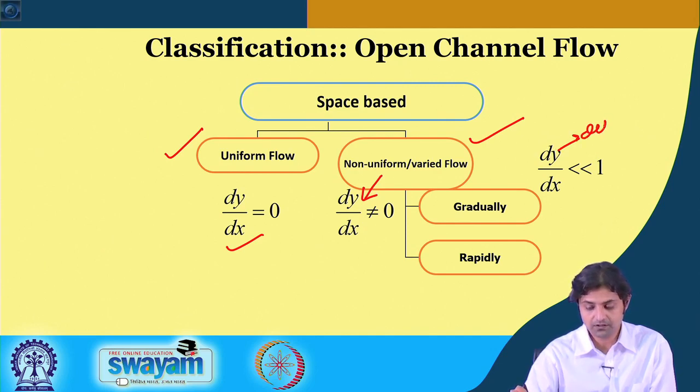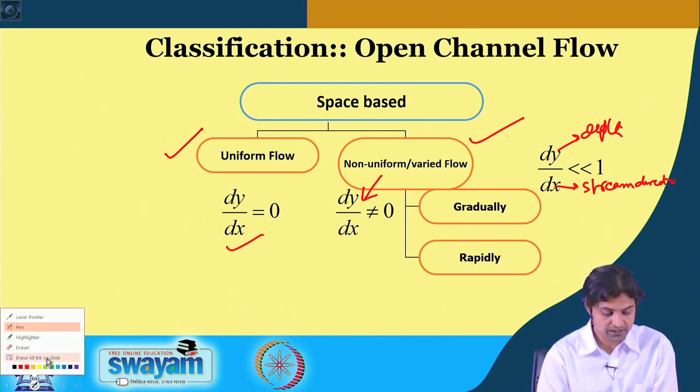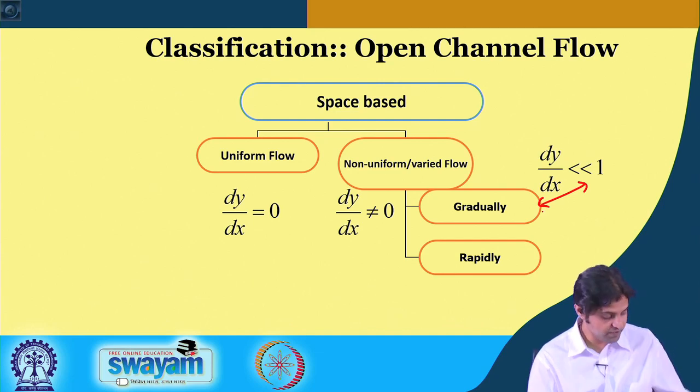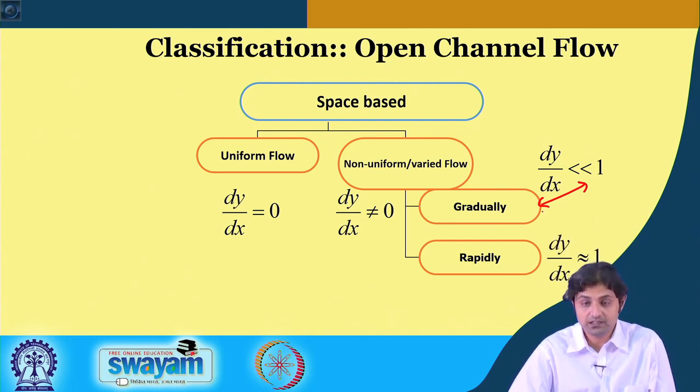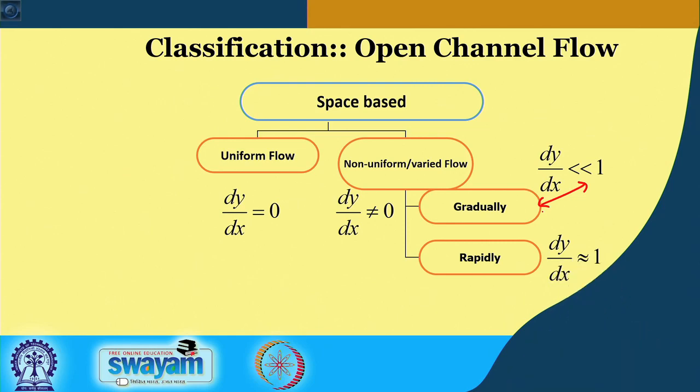So, dy by dx is like depth, and this is stream direction. If the river is flowing in x direction, dy by dx less than 1 is gradually varied flow, and for rapidly varied flow this dy by dx is of the order of 1. So, it is not insignificant, it is not less than 1.